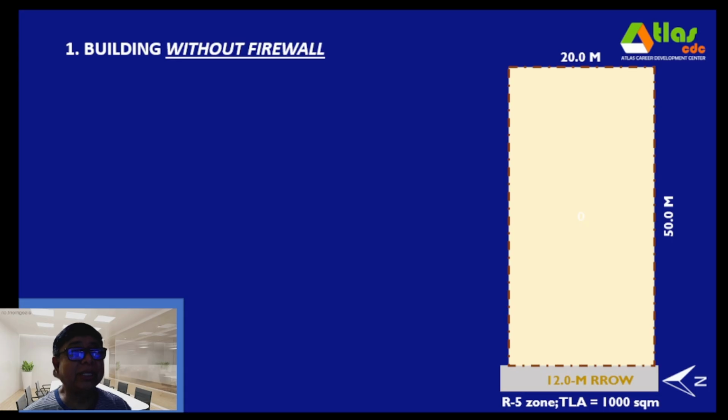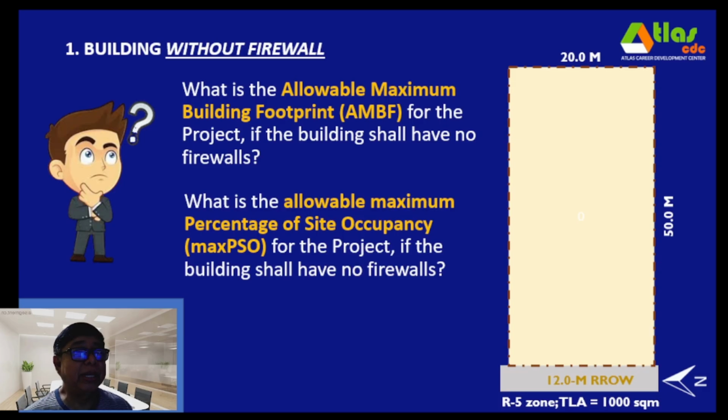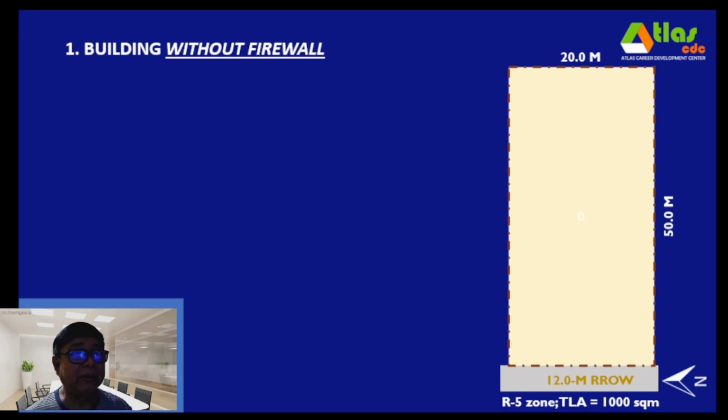So, let's start with the first option, building without firewall. So, which means that we will have yards on all sides of the lot. So, we are going to determine what is the allowable maximum building footprint or AMBF for the project if the building shall have no firewalls, or what is the allowable maximum percentage of site occupancy, maximum PSO, for the project if the building shall have no firewalls.